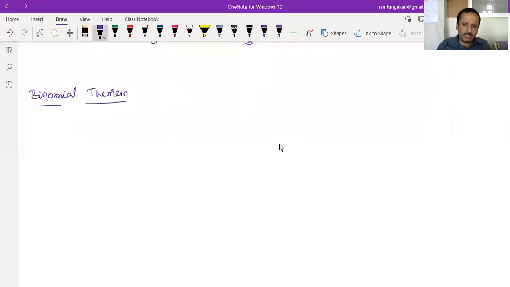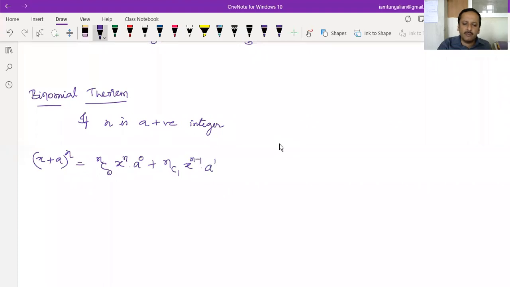Okay, so what it tells you is, if n is a positive integer, then (x plus a) whole power n is equal to nC0 x power n into a power 0, plus nC1 into x to the power n minus 1 into a to the power 1, plus nC2 x to the power n minus 2 into a square, and so on till nCn x power 0 into a power n.